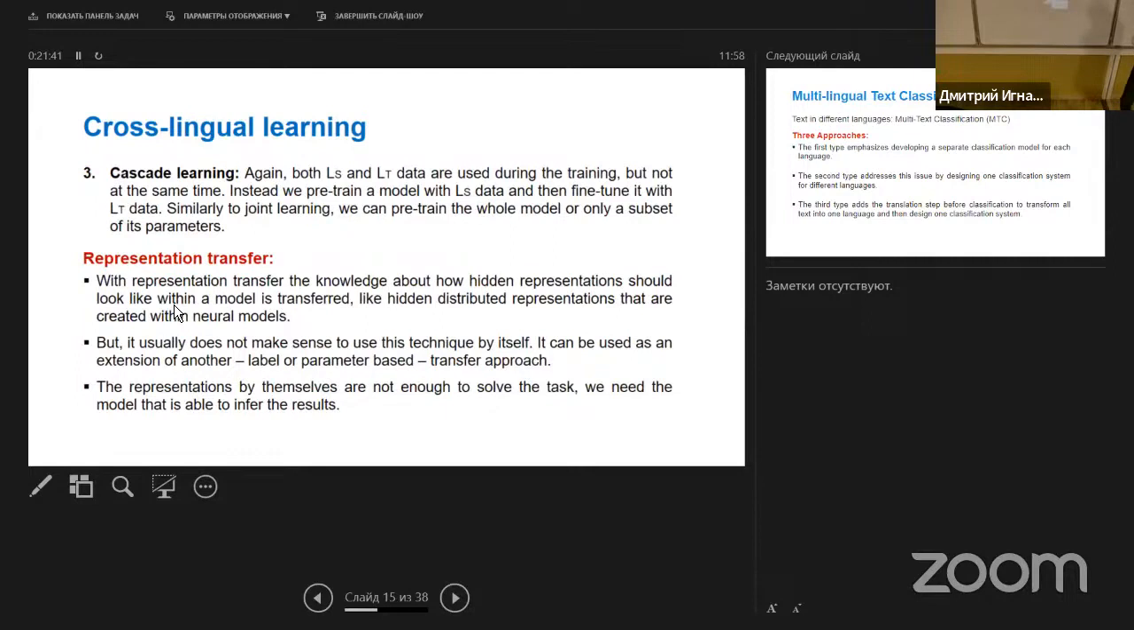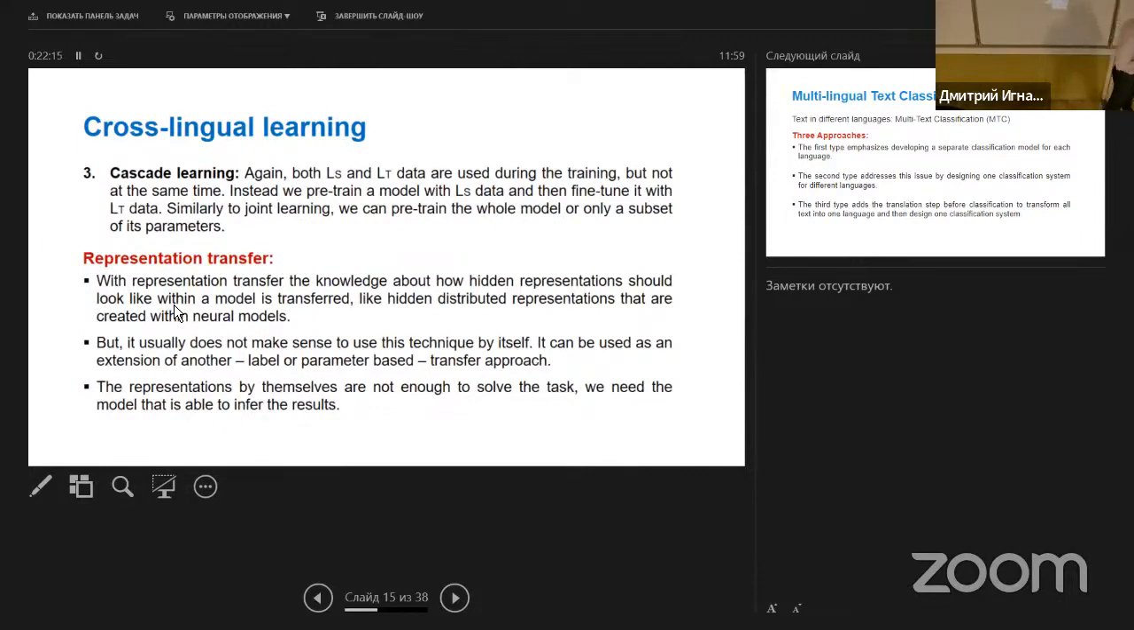In the cascade learning methodology, we apply both datasets, the source language, or we can say the training dataset, and the target language, or we can say the testing dataset. We apply both, but not at the same time. We train, or pre-train, our model with the source language data, and then we fine-tune our model with the target language data. This is the cascade learning methodology in the parameter sharing paradigm.